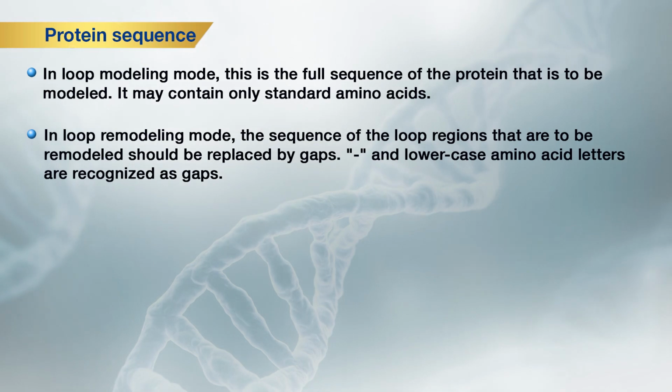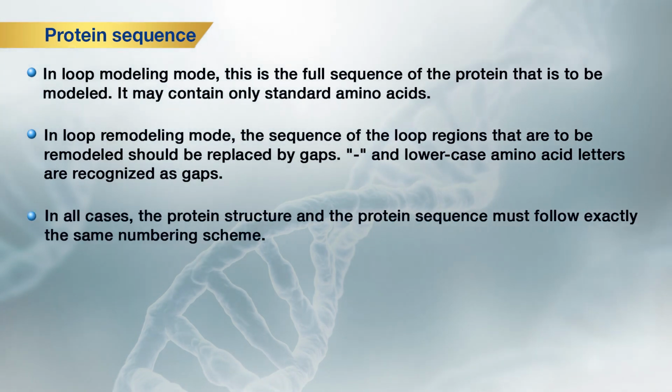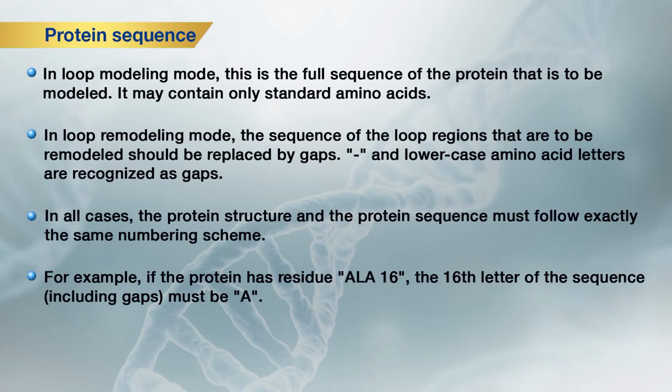So, a dash in inverted commas is known as a gap, and lowercase amino acid letters are also recognized as gaps. Only capital letters will be considered as amino acids; dashes and lowercase letters will be considered as gaps. In all cases, the protein structure and the protein sequence must follow exactly the same numbering scheme. For example, if the protein has residue ALA 16, the 16th letter of the sequence, including the gap, must be A.